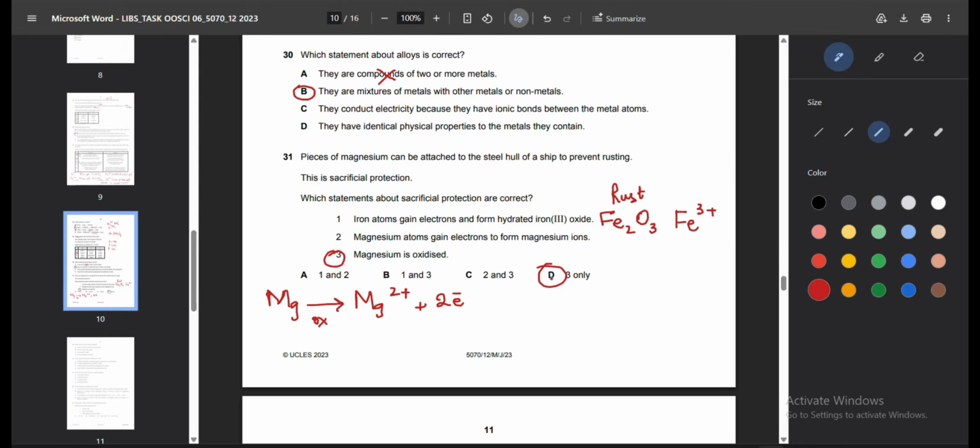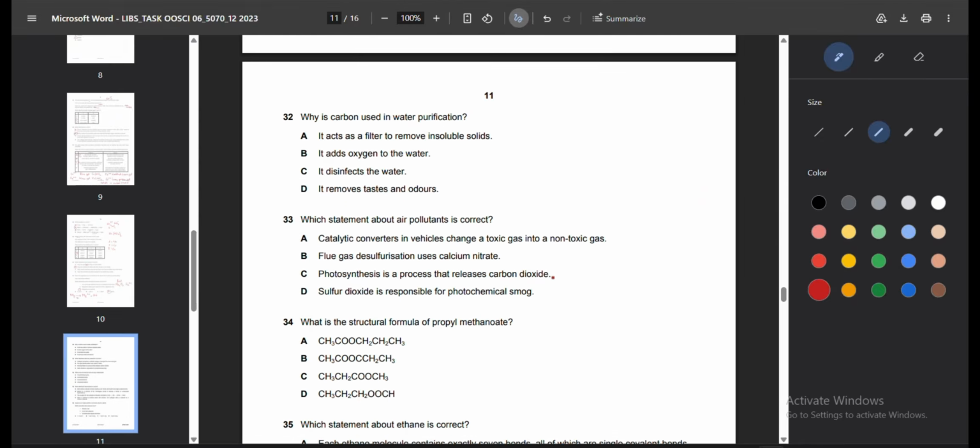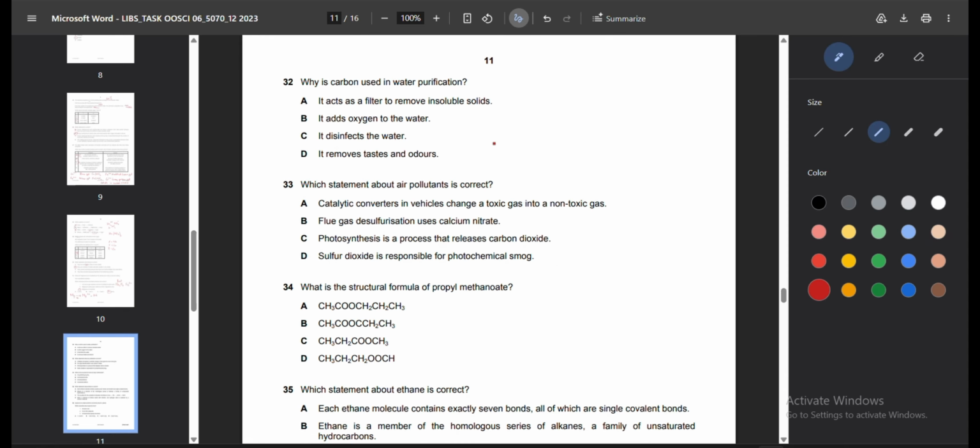Okay, next is that why is carbon used in water purification? It acts as a filter to remove insoluble solids. It adds oxygen to water. It disinfects water. No. It removes taste and odors. Yes, this is the correct option. Which statement about air pollutants is correct? A is that catalytic converters in vehicles change toxic gases into non-toxic gases.